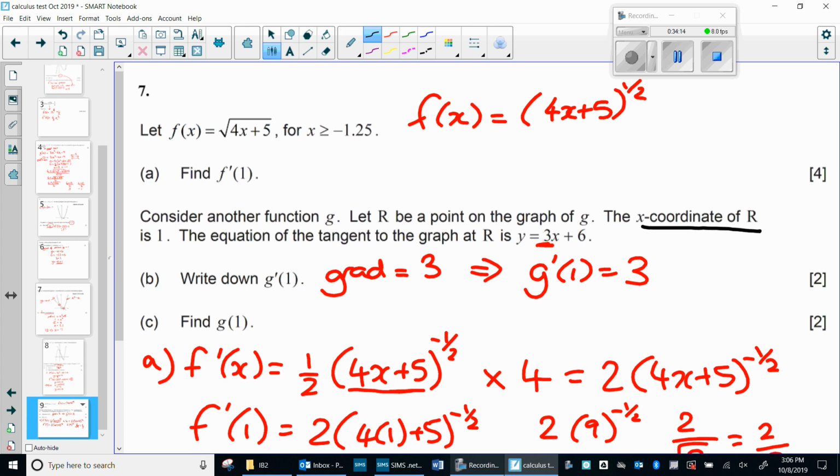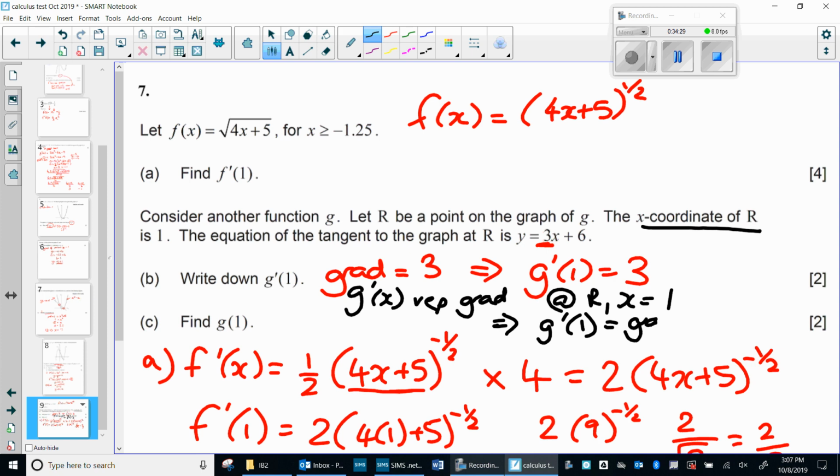G'(x) represents the gradient anywhere. At R, x is 1. So therefore G'(1) will be the gradient of the tangent when x is 1, which happens to be 3. They didn't tell us in the question, but we can see it quickly, yeah? There's lots of writing, I shouldn't have written it all in that little space, sorry.